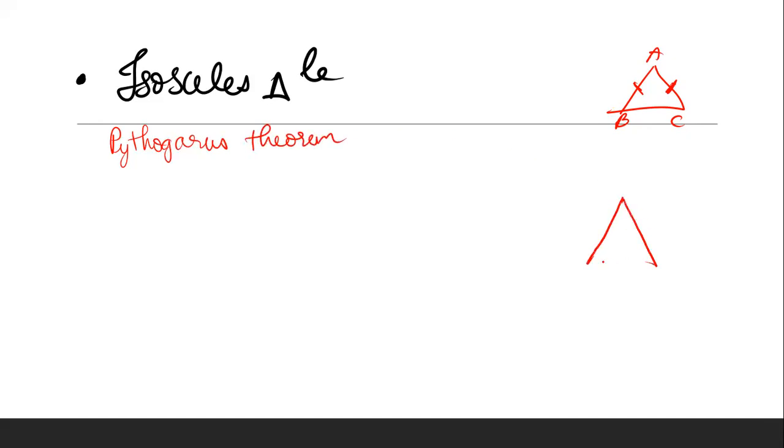Okay, so right triangle. Now isosceles triangle. As I told you before, in an isosceles triangle, we have A, B, and C here. So AB is equal to AC. Now we have to use Pythagoras theorem here. Okay, let's take a triangle, which is obviously an isosceles triangle, and let's say the base is 4 centimeter and we have to find out the area, right?